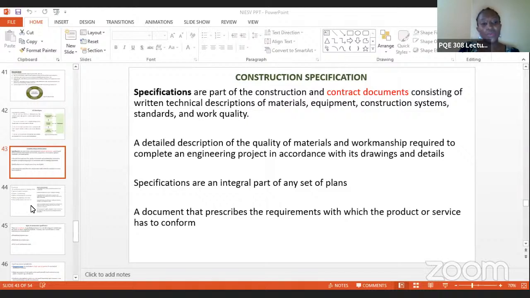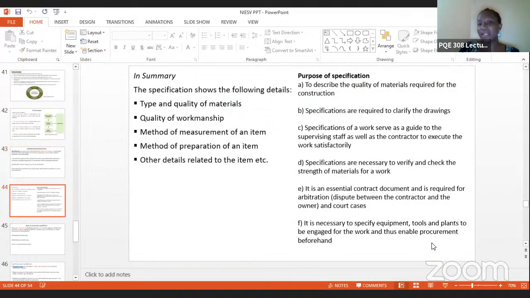So in summary, we can say a specification is that document that contains the following. It contains the type and quality of material. It contains the quality of workmanship, how measurement is to be done, the method of preparation of any item, and all other things that are relevant to a particular project.